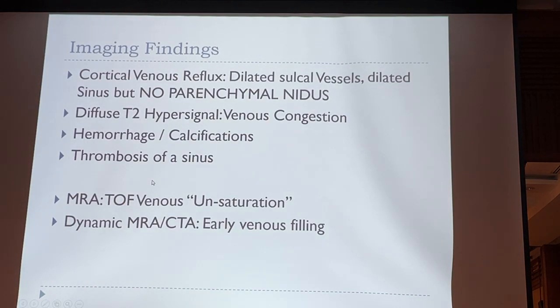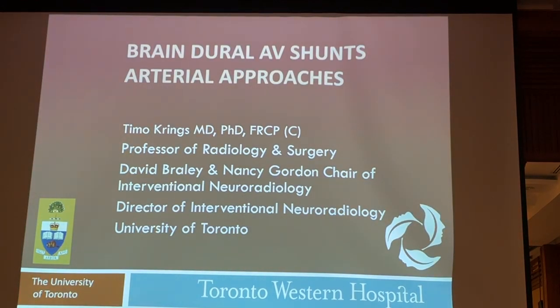So to summarize this portion of the talk, imaging findings are very variable in patients with dural arteriovenous fistula. It is truly a chameleon, can be mistaken for a tumor, can be mistaken for other types of vascular malformation, and we just encourage you to keep it in your list of differential diagnosis when you're looking at a patient with a mixed pattern of imaging findings.